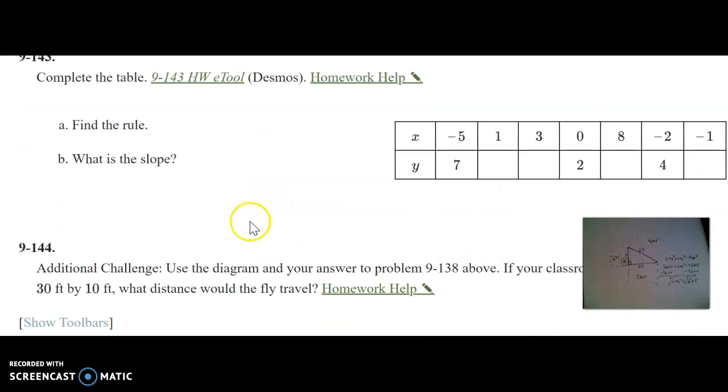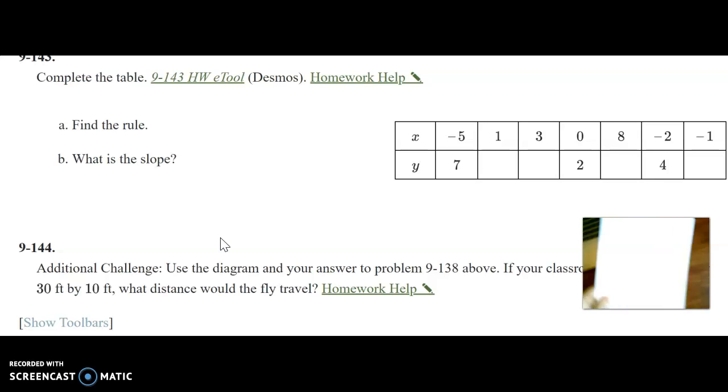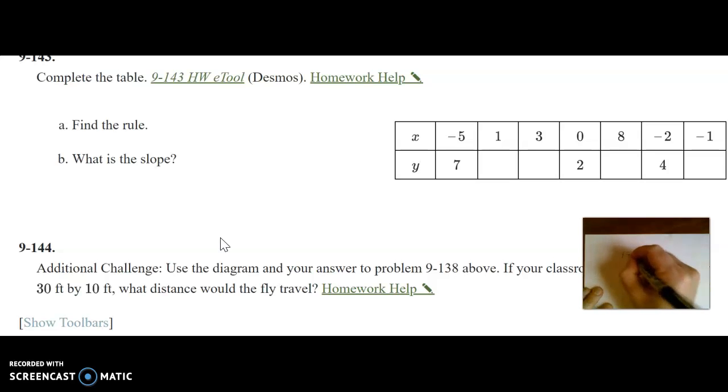let's go right to 143. So this problem is a little tricky because the table itself is not in order. So they mix their values around. But as far as the rule goes, or the equation, they did tell us or show us when x equals 0, the value is 2. So I know for sure that my equation is going to be y equals m times x plus 2. I just have to find the value of m.